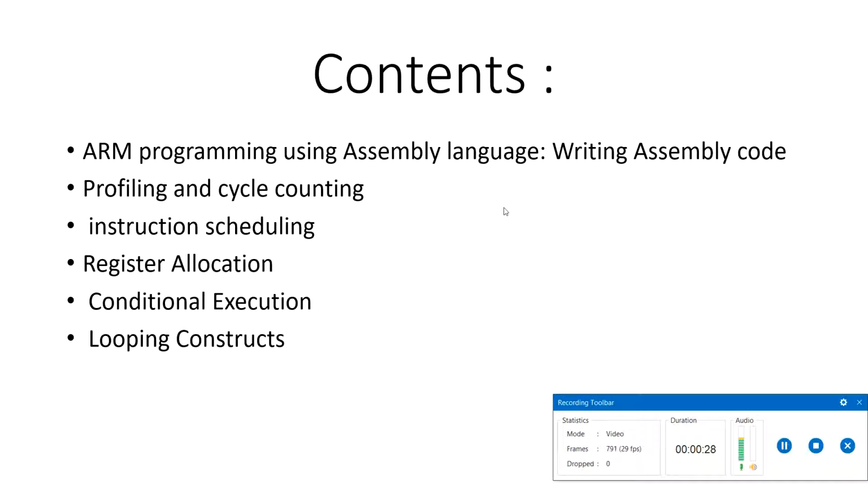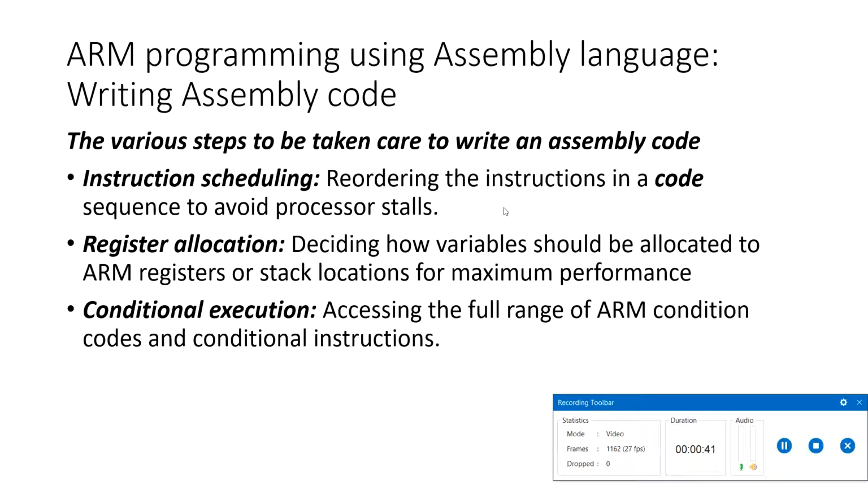So the contents are as follows: ARM programming using assembly language, and then profiling and cycle counting, instruction scheduling, register allocation, conditional execution, and looping constraints. To write a program, first and foremost we should look into three main steps, that is instruction scheduling, register allocation, and then conditional execution.